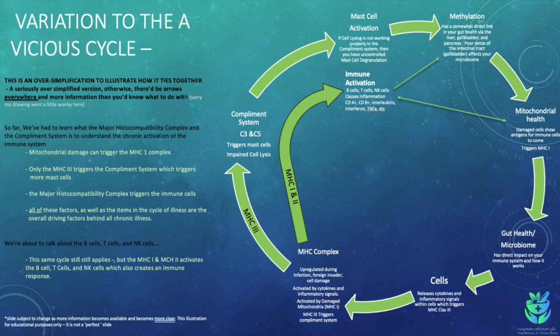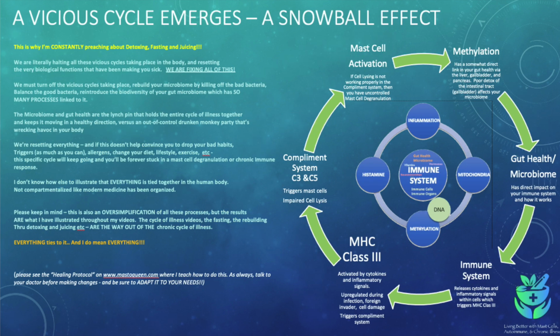Only the MHC3 triggers the complement system, which triggers more mast cells. This, in turn, releases more cytokines. And then the major histocompatibility complex triggers more immune cells. All of these factors, as well as the items in the cycle of illness, are the overall driving factors behind all chronic illnesses. This is why I am constantly preaching about detoxing, fasting, and juicing. We are literally halting all of these vicious cycles taking place in the body and resetting the very biological functions that have been making you sick.